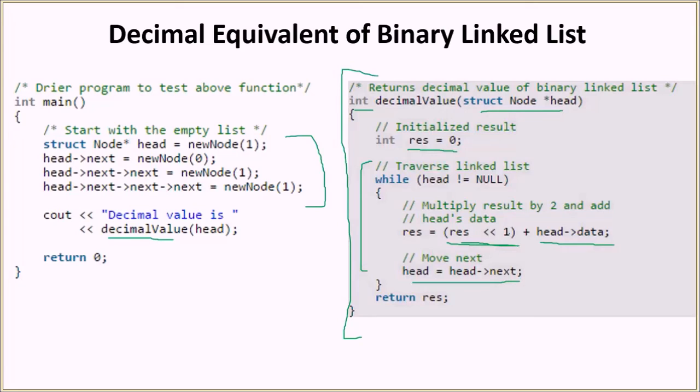That's it. To multiply the result by 2, we are using the bitwise operator. But if you do result times 2 here, it will also work perfectly fine. Once you are done with this loop and you come here, you will have the decimal value of the binary number stored as a linked list as an output.